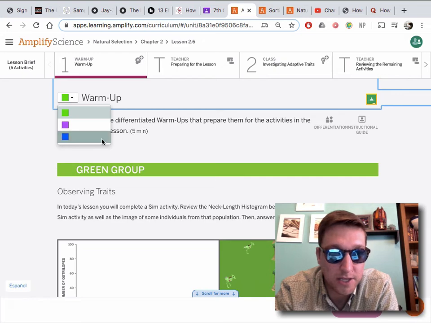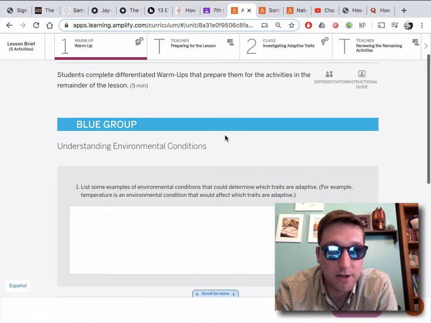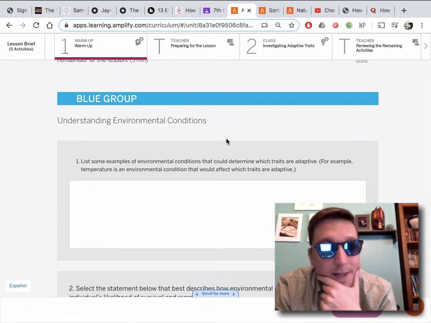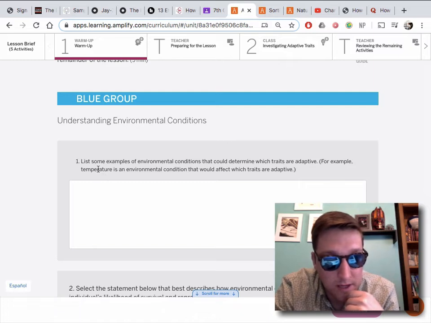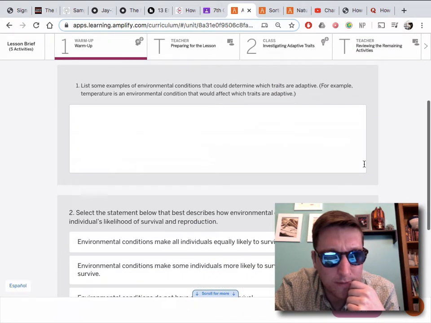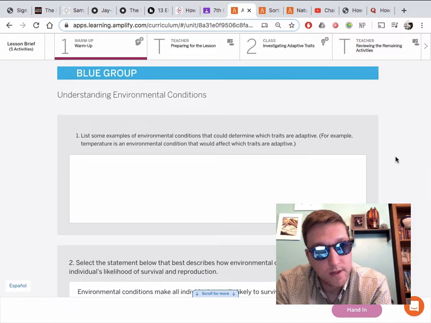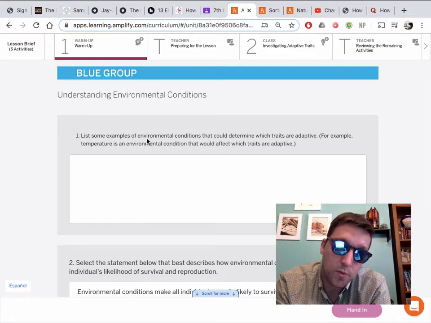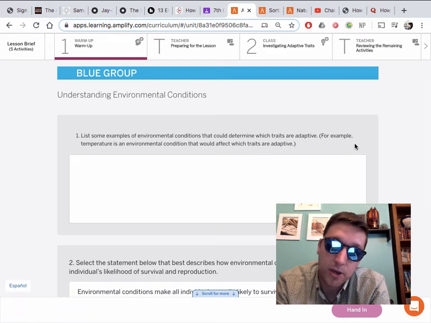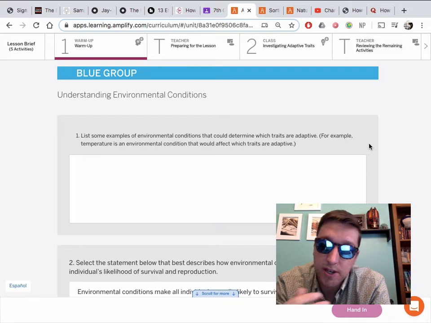All right, let's go to the last group here, blue. Blue group, congratulations. You guys did the best on the critical juncture assessment. Good job. So you really understand natural selection. List some examples of environmental conditions that could determine which traits are adaptive. So what this means is, what are some conditions of the environment?